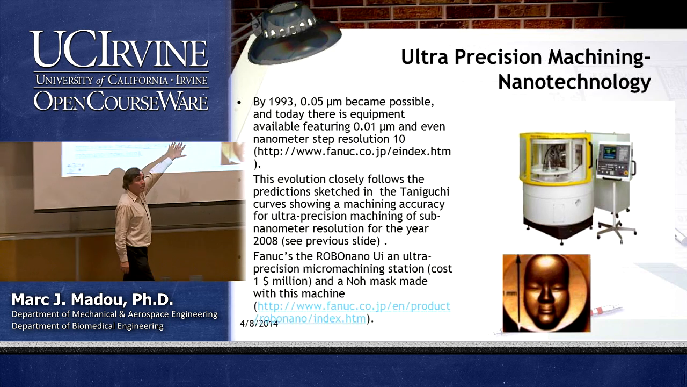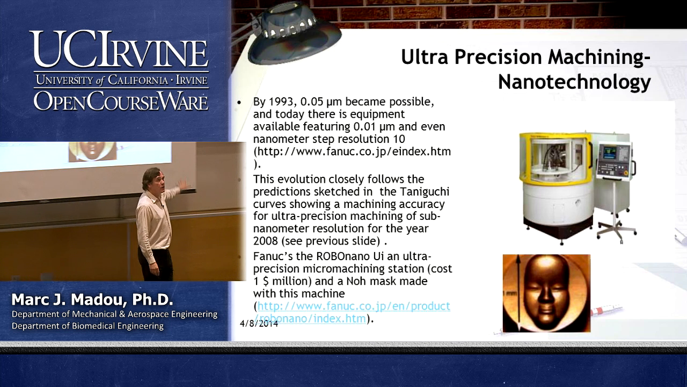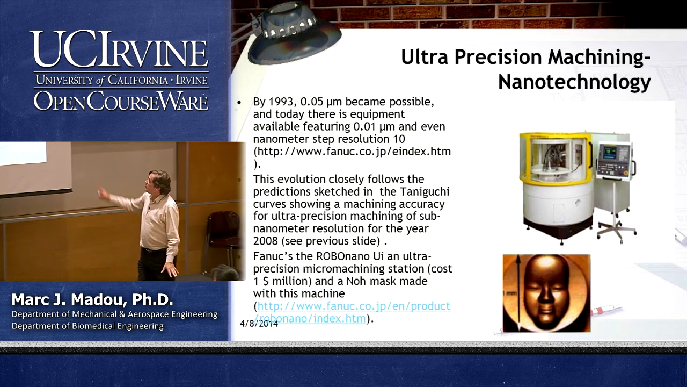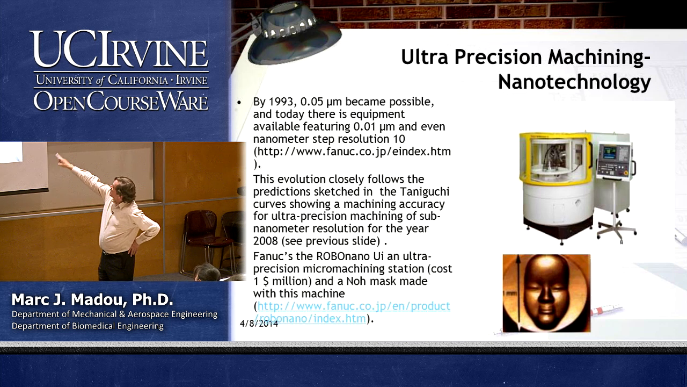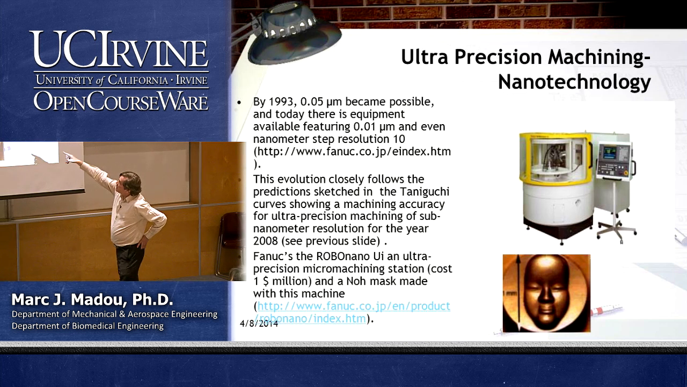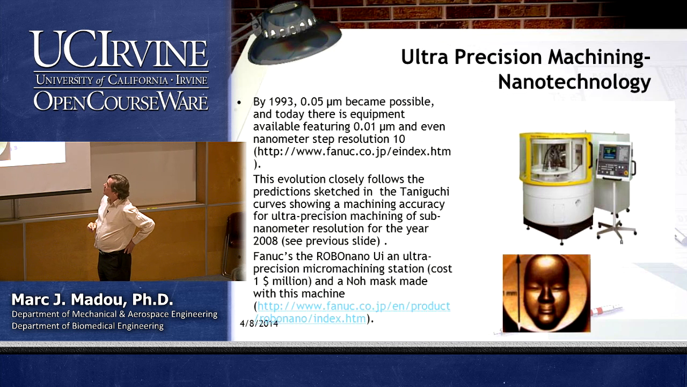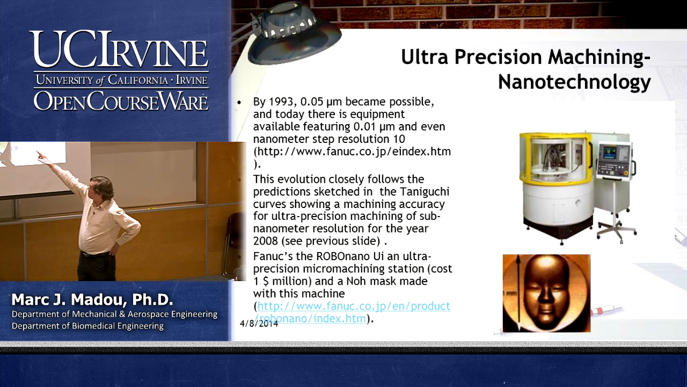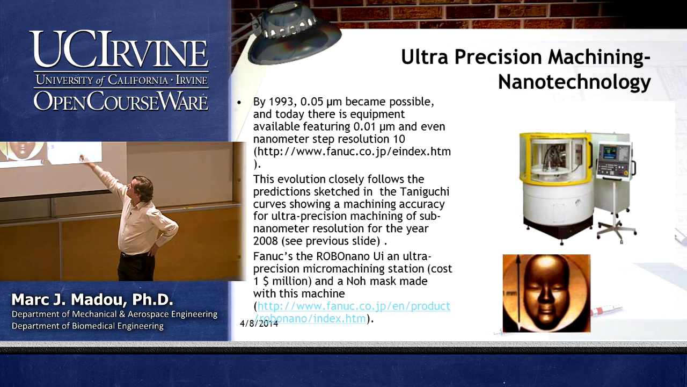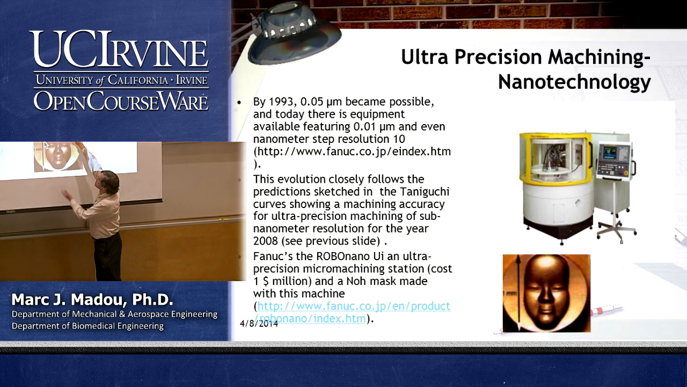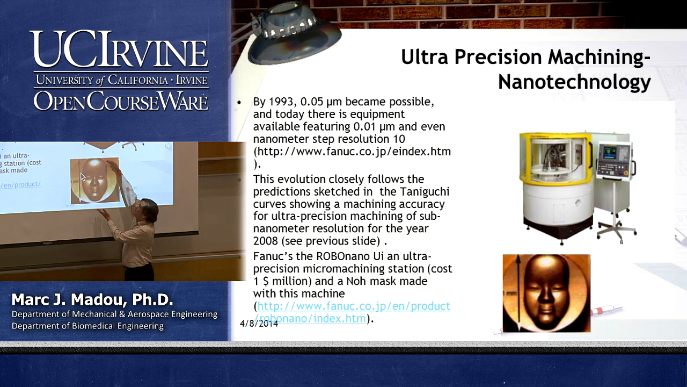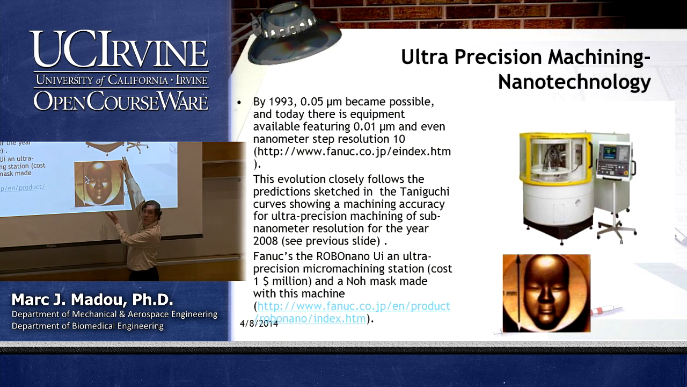This is the top CNC machine in the world right now. It's called the FANUC. Look, by 93, that's before this machine does better, 0.05 micron became possible, and today there's equipment that does better than 0.01 micron, and even nanometer step resolution, which is this machine. This mask is made in this CNC machine.